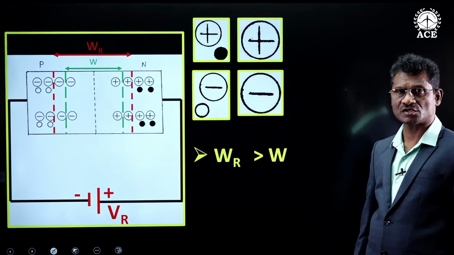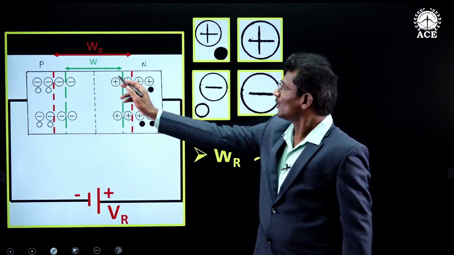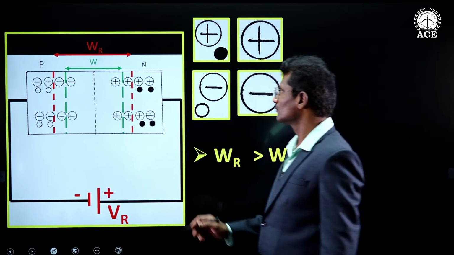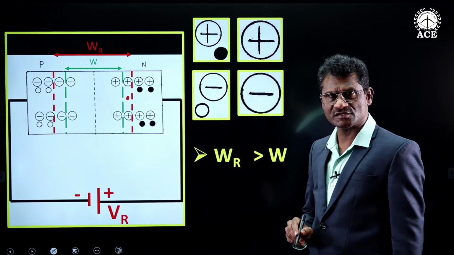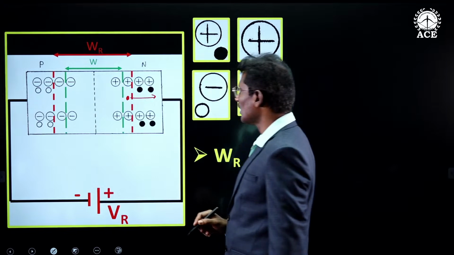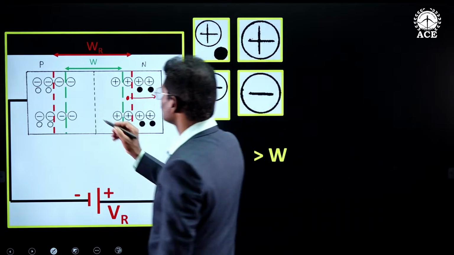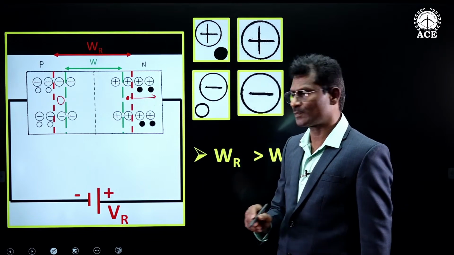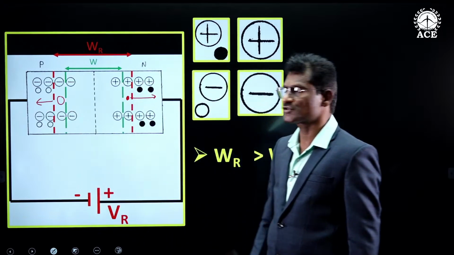Now, this notation was already explained to you earlier. See, W is width of depletion region under open circuit condition. In this area, some electrons were existing with the donor atoms. All of them were pulled away to the right side by the positive supply of reverse bias. In this area, holes were existing with acceptor atoms. They are pulled to the left side due to the negative supply.